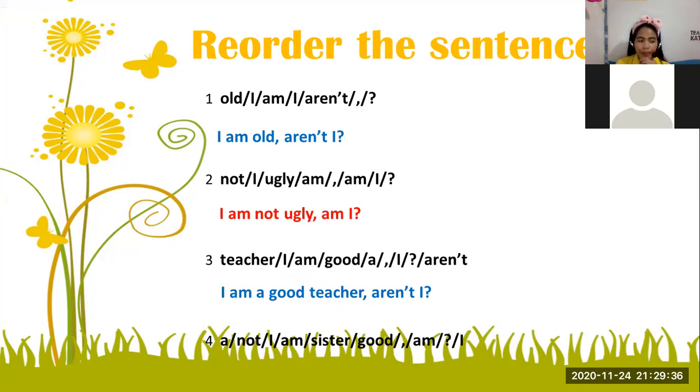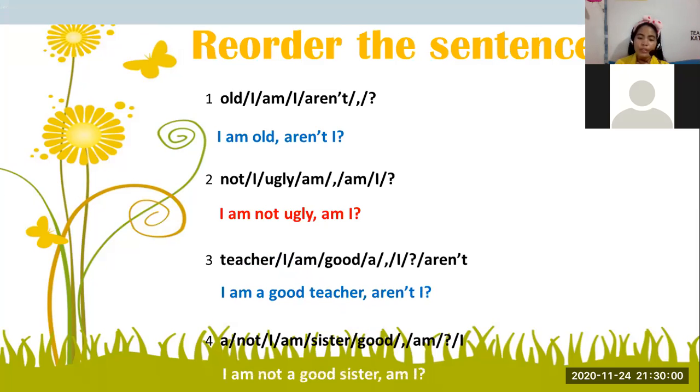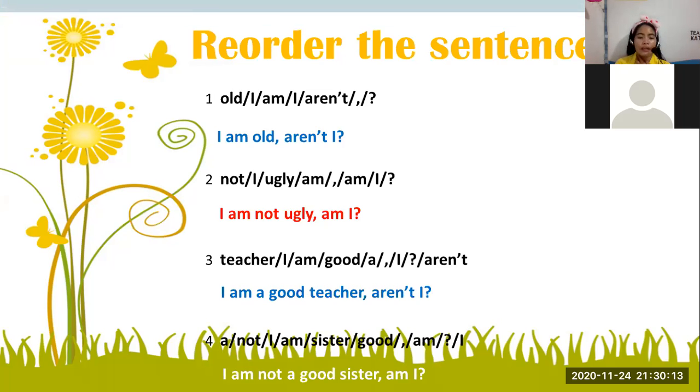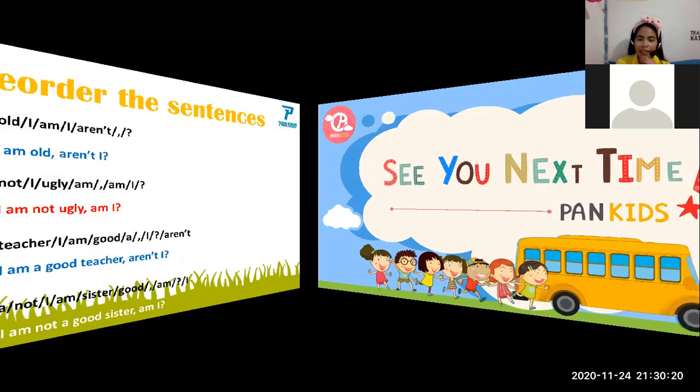Number four. I am not a good sister, am I? Okay, very good. So that is the order for the sentences. I am old, aren't I? I am not ugly, am I? I am a good teacher, aren't I? I am not a good sister, am I? Okay, very good. Thank you so much for your time, okay?